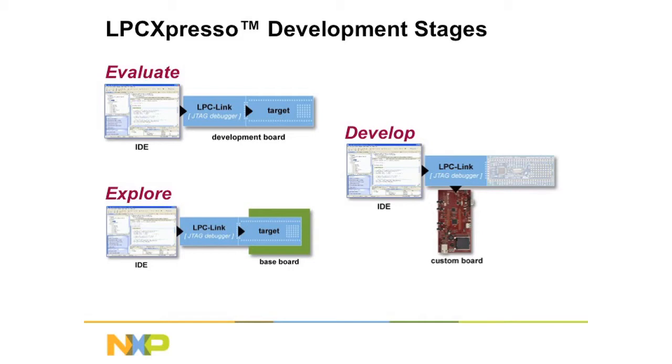Then we have an explore stage. This is if you want to do some more advanced evaluation of the part, we have base boards that you can connect it to. These are ready-made boards that have all sorts of peripherals on them. They have displays, they have potentiometers, they have a larger prototyping area, and you can just plug the link board into one of these base boards and do some more advanced developing before you go into the final stage where you stop using the target part of the Xpresso board and start using your own hardware.